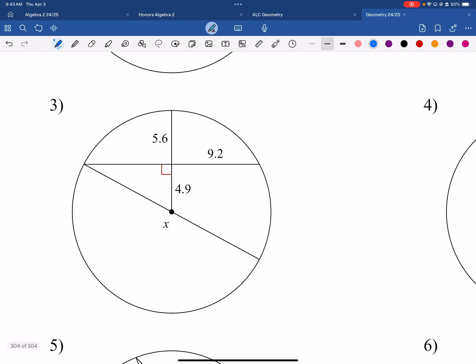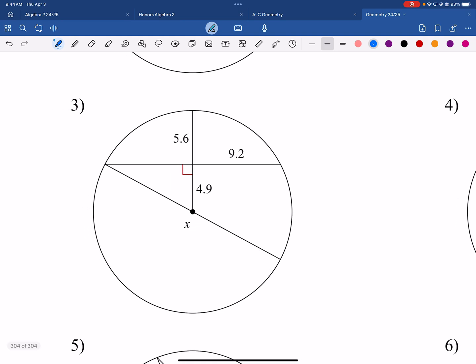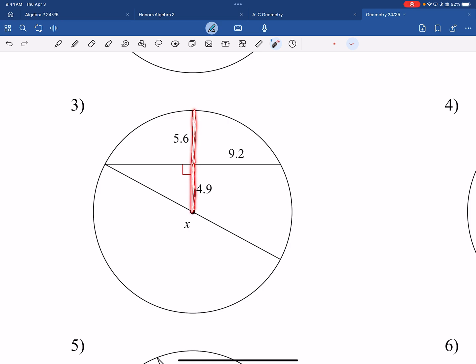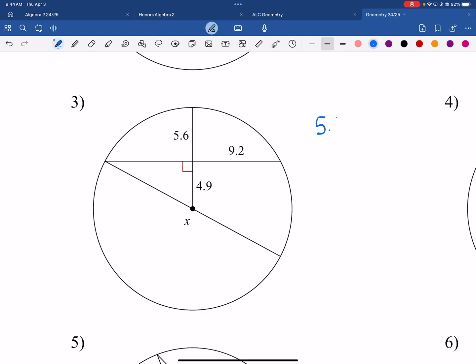Okay, so in question number 3, again, I'm looking at what I have to find. I have to find the diameter. So if I can find a radius and multiply that by 2, I'm good to go. Well, I know this distance is 4.9. I know this distance is 5.6. That whole thing makes a radius. So I can find the radius. Radius is going to be 5.6 plus 4.9.